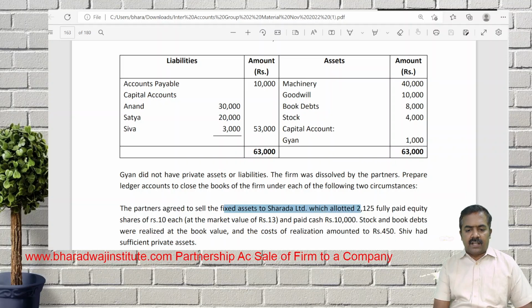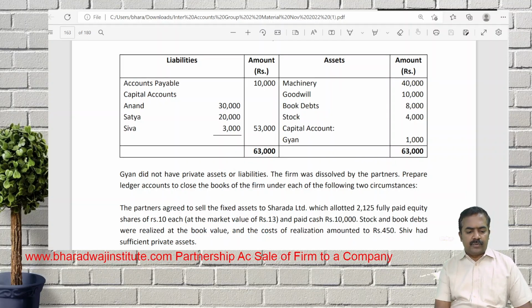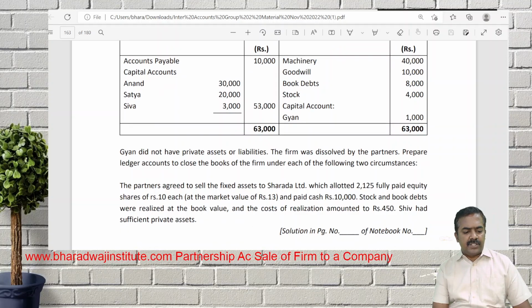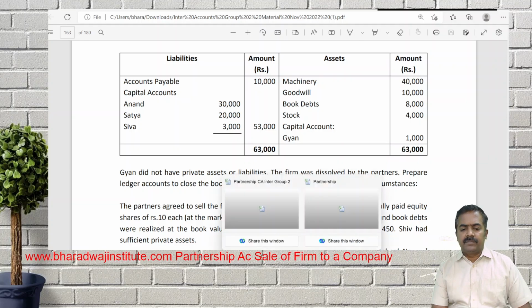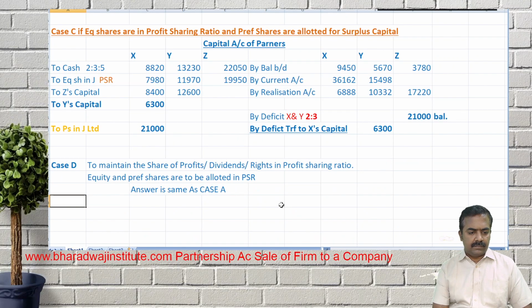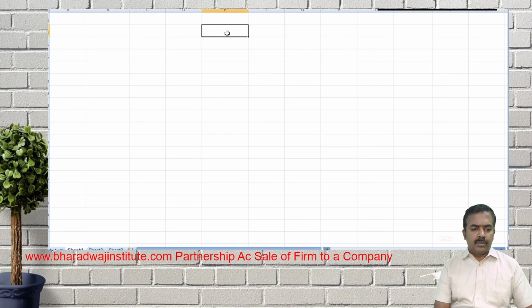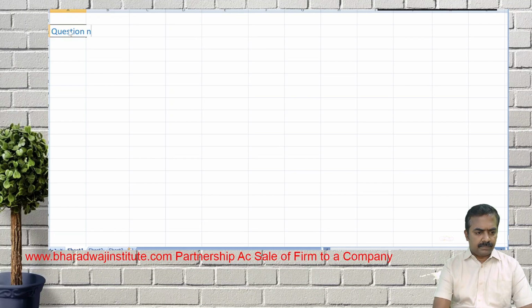They sell the fixed assets and allotted how many shares? 2125 shares kuduthirukanga. And they paid cash also. Stock and book debts realized at which value? Book value. Cost of realization amounted to how much? 450. Shiv had sufficient private assets now. That money will be brought in by Shiv. If there is anything to be paid by Shiv, he will bring the money. Shall we? Start with which account? Let us do it together. This is question number 27.